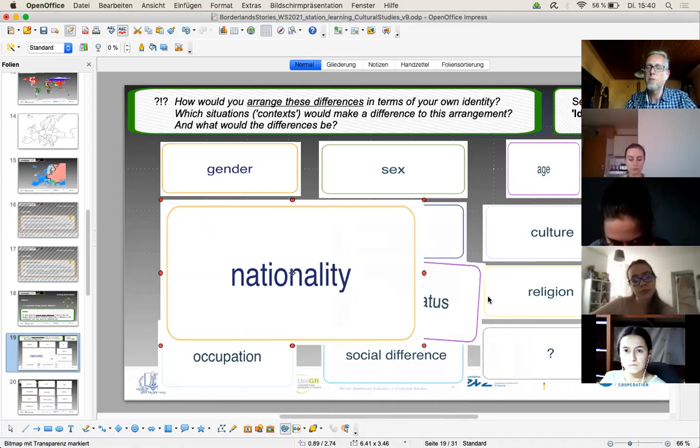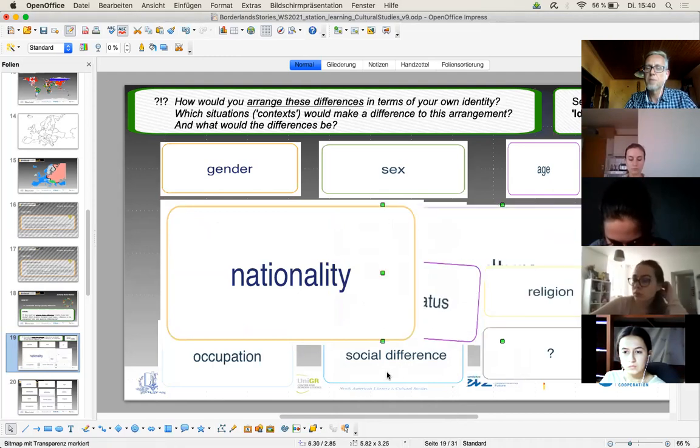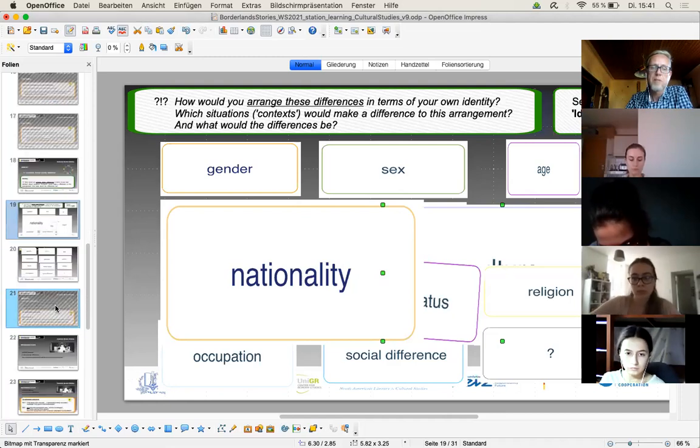But I go back to Austria and maybe all of a sudden my culture or my occupation or my social class background or social difference, as you want to call it, moves to the foreground. You get a bit of the idea how this works, and can you play it through yourself if you find some time? It's a self-reflection kind of activity.